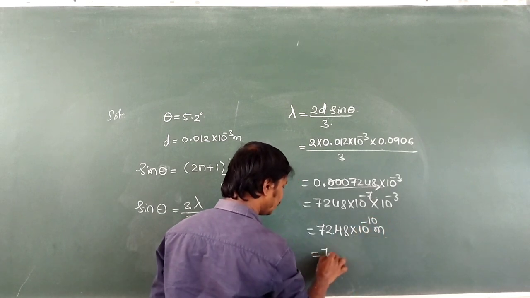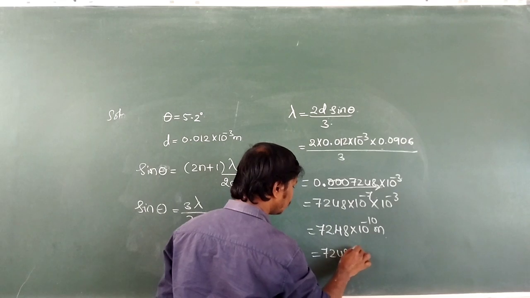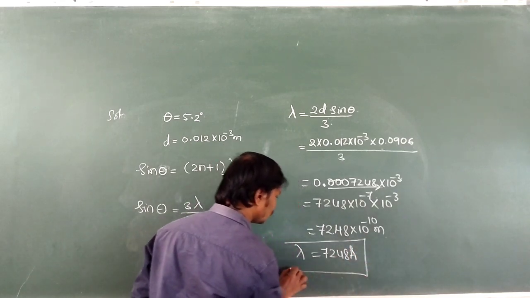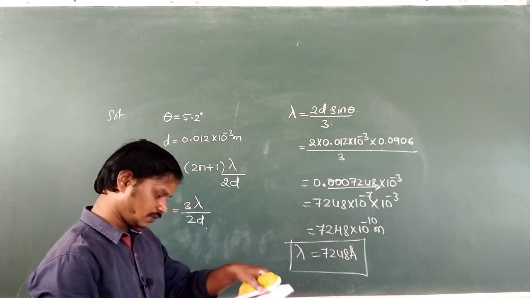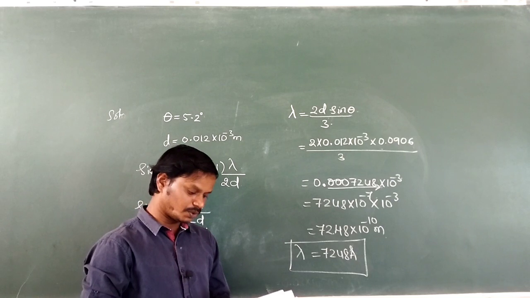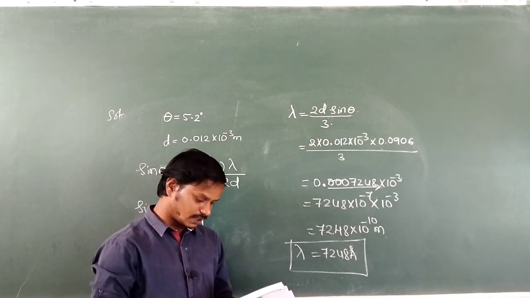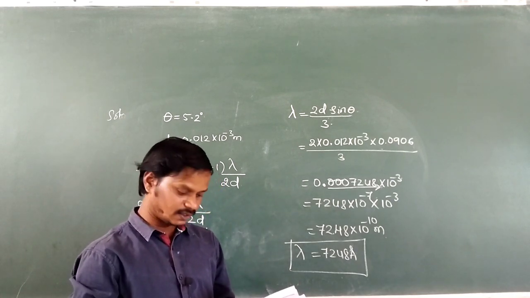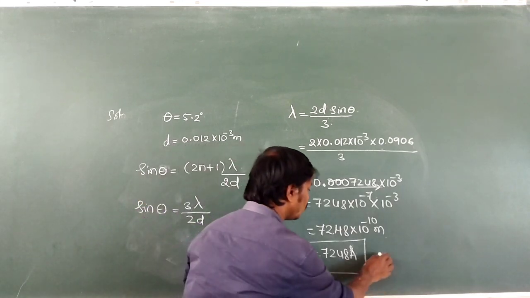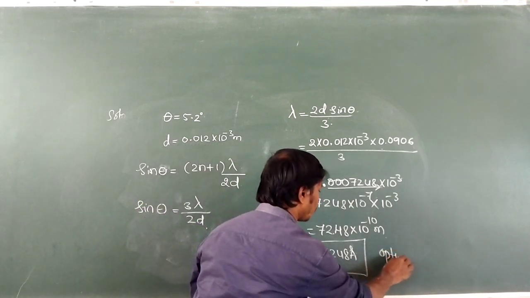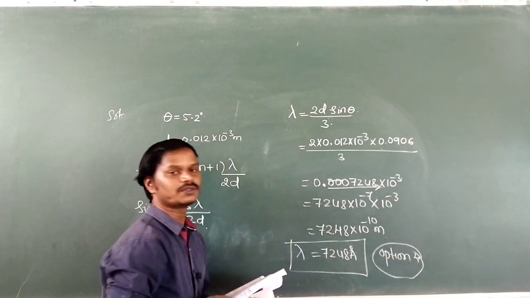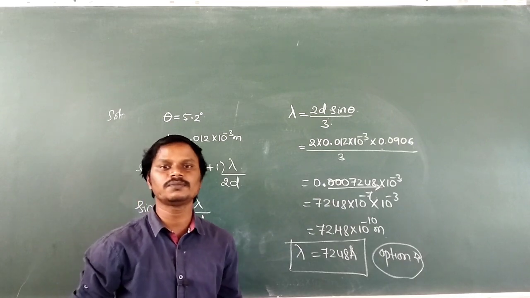So it is 7248 angstrom. Then this is the answer. Then the options given: 6040 first option, 4026 second option, third option 5890, and last option 7248. Then option 4 is the correct. So these are some questions related to the diffraction of light.